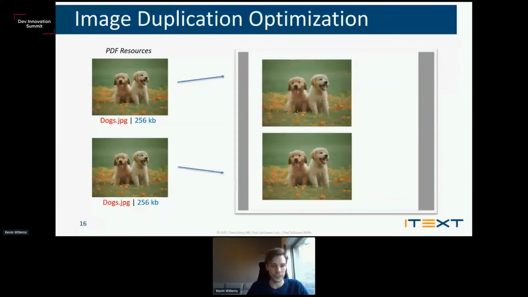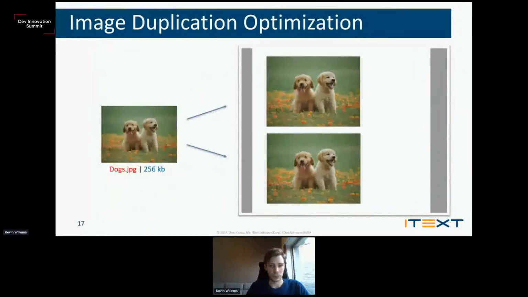For example, if you have a header repeating on every page and that image is not being reused correctly, that could have a huge impact. So what PdfOptimizer does is it removes all of those duplicate image streams, and instead it references one single image stream.